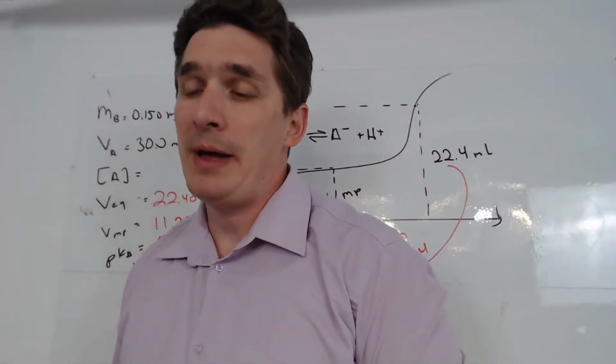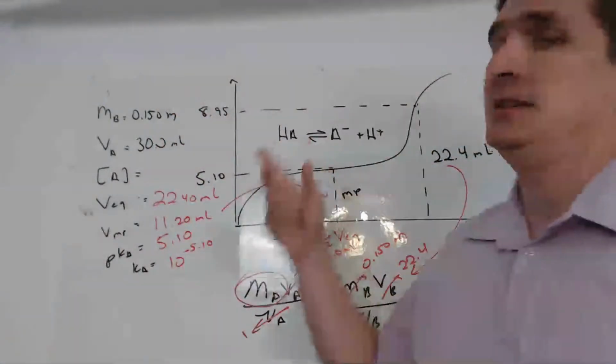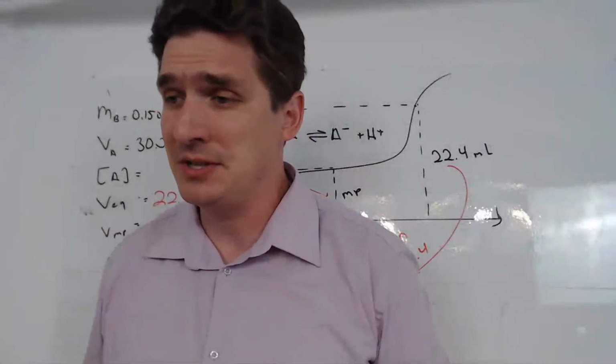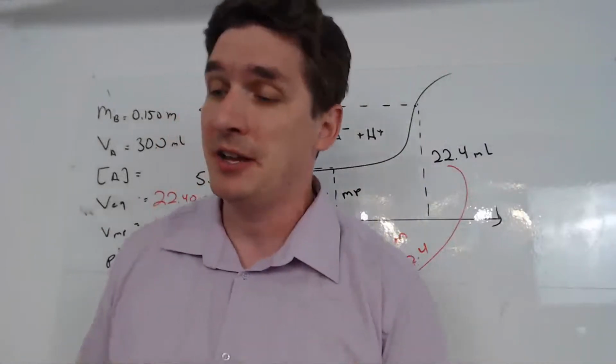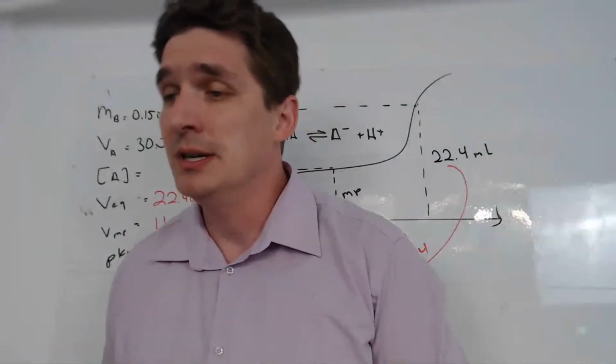Now, if we were back in test 3 material, and I gave you H plus, A minus, and HA, and I said, which way does it go? In that case, you look at your extent of reaction and say, is it positive or negative? If it's a negative extent of reaction, it went backwards. If a positive extent of reaction, it goes forward.